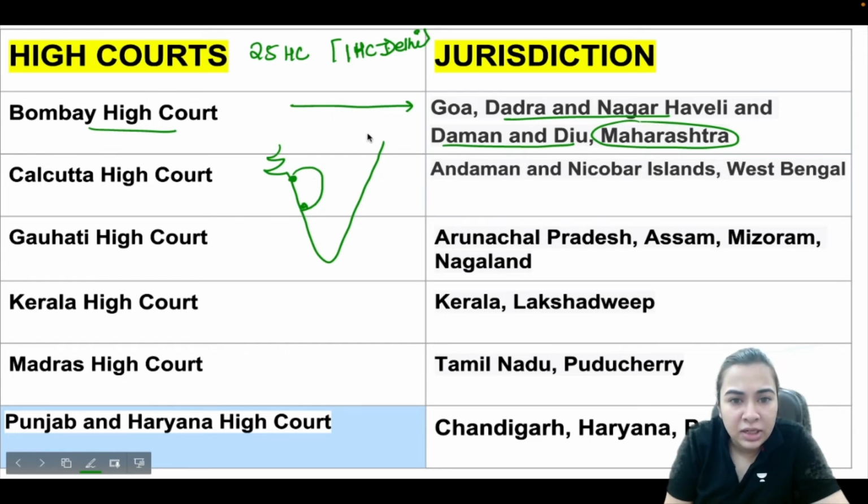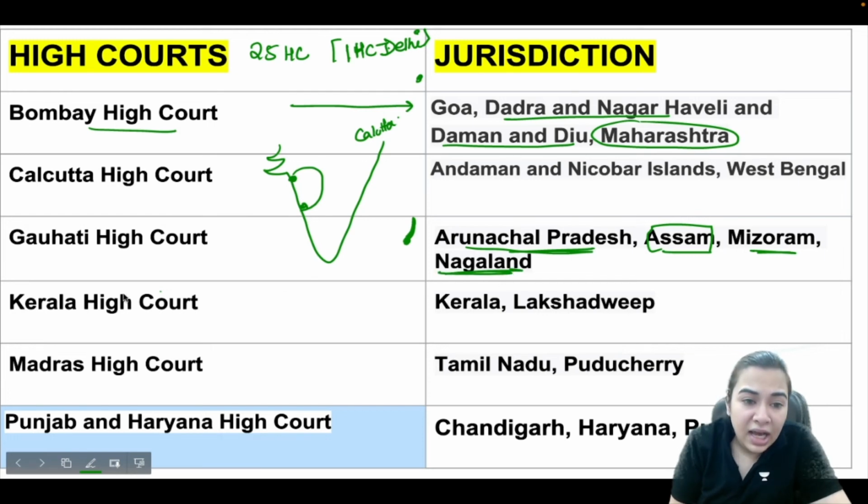Similarly, when you see the Kolkata High Court, the Calcutta High Court, right? It is located in West Bengal. And it has jurisdiction over Andaman and Nicobar also, because it has the best connectivity to these places. Similarly, the Guwahati High Court in Assam not only takes care of Assam but of the other northeastern states as well. For example, it takes care of Arunachal Pradesh, Mizoram, and Nagaland also. The Kerala High Court obviously is located over here, and the Lakshadweep Islands, since it is the closest to it, it has jurisdiction over it as well.